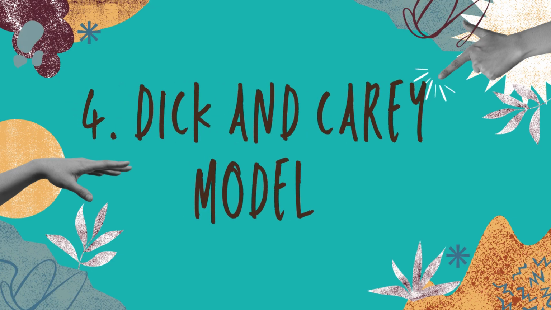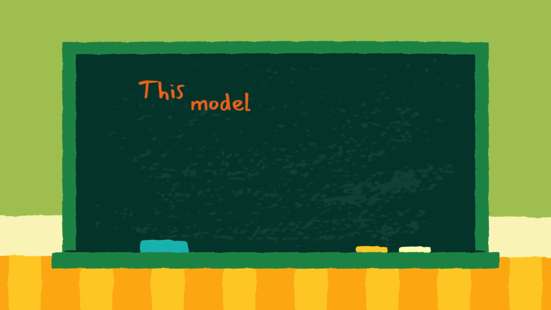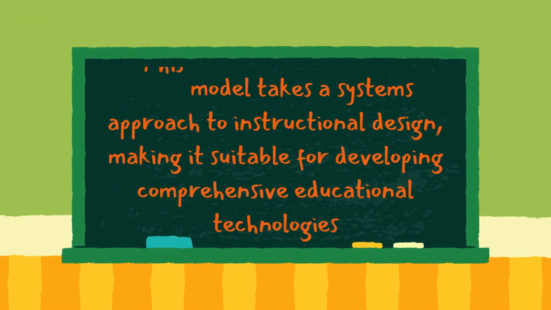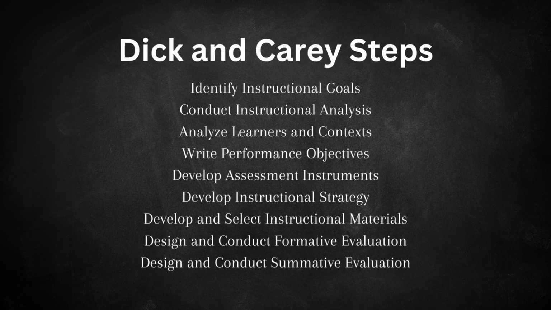Next, let's discuss the Dick and Carey model. This model takes a systems approach to instructional design, making it suitable for developing comprehensive educational technologies. The steps are: identify instructional goals, determine what learners need to achieve; conduct instructional analysis, break down the skills and knowledge required; analyze learners and contexts, understand your audience and the learning environment; write performance objectives, specify what learners will be able to do.